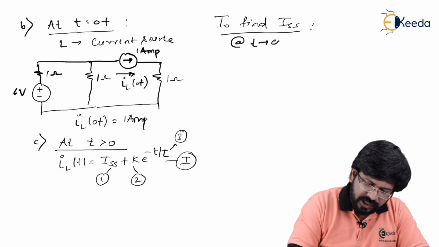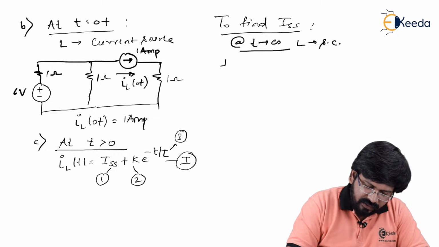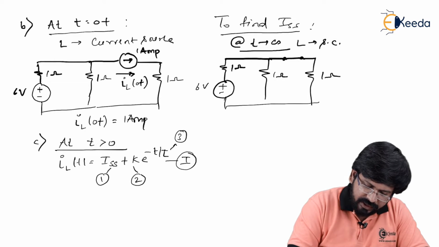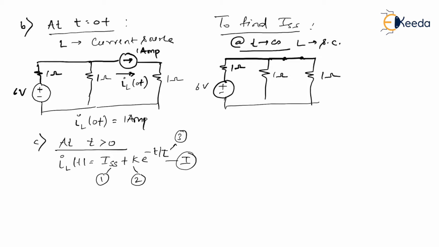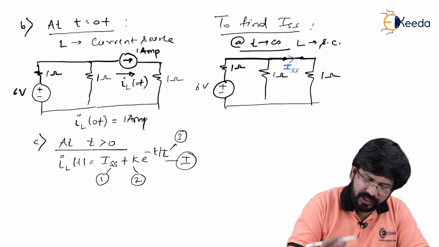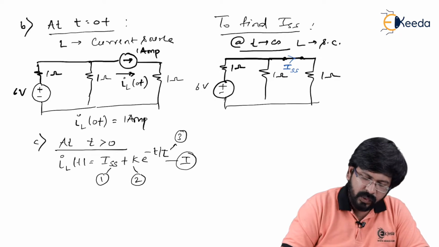So at t tends to infinity, you know the fact that the inductor will act as a short circuit, and the effective circuit will be like this: 1 ohm, this is of course 6 volt, this is 1 ohm, the inductor this time replaced with a short circuit, again this is 1 ohm, and this time the current through this inductor is known as ISS, that is steady state current. Am I right? How to get steady state current?